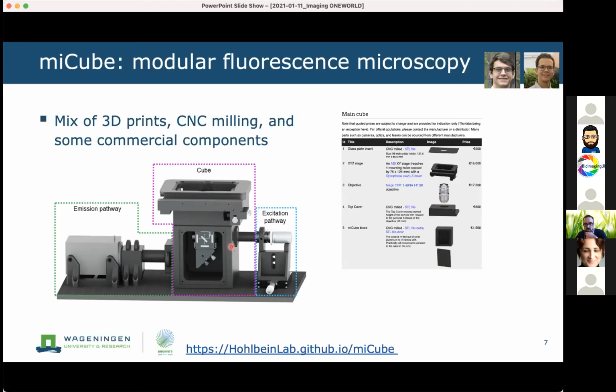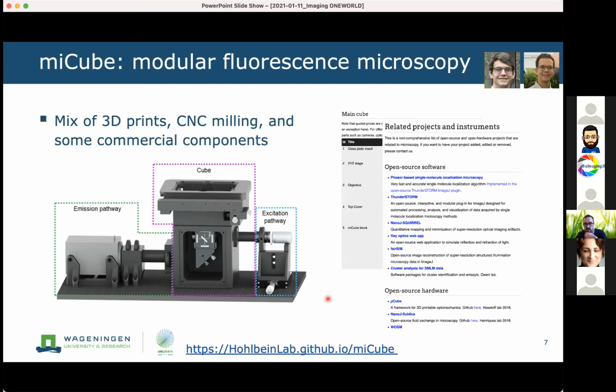So this is now published, the drawings and the rough outline of the individual components are available here on the website. And the website also contains a not really up-to-date list of different open source projects, open source software and open source hardware projects.